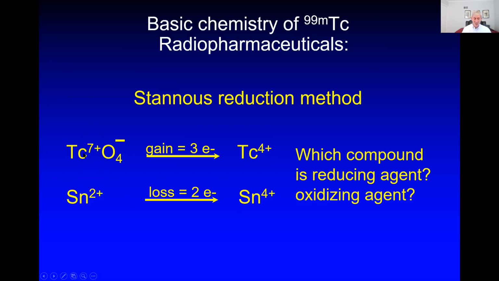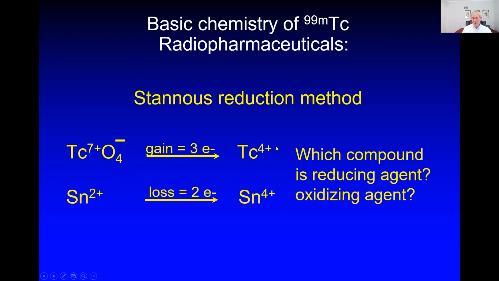But in the process, this gains 3 electrons, and this technetium 7+ becomes 4+, and the oxygen is now gone. So look what we have now. We have a cation, a 4+ charged technetium that is now easily able to bind to a negative chelating agent like methylene diphosphonate. And so if we just put pertechnetate into a vial of methylene diphosphonate with no stannous ion, absolutely nothing happens. You've got to have the stannous ion.